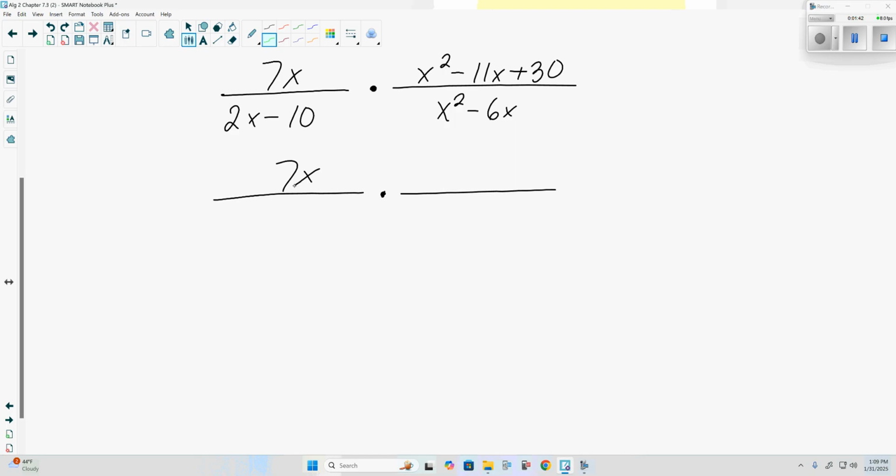7x stays the same. There's no way for us to factor or simplify 7x. Now the denominator, 2x minus 10, is there a greatest common factor between 2x and 10? 2. Because if we factor a 2 out of 2x, we're left with x, and 10 becomes 5. Any other expression that has a greatest common factor? Yes, the x squared minus 6x has a greatest common factor of x. And if we factor an x out, we're left with x minus 6.